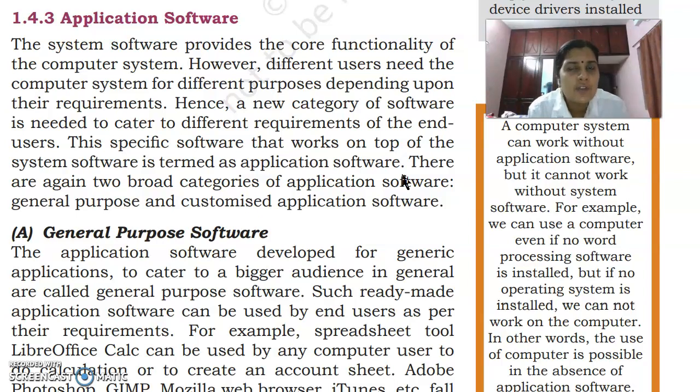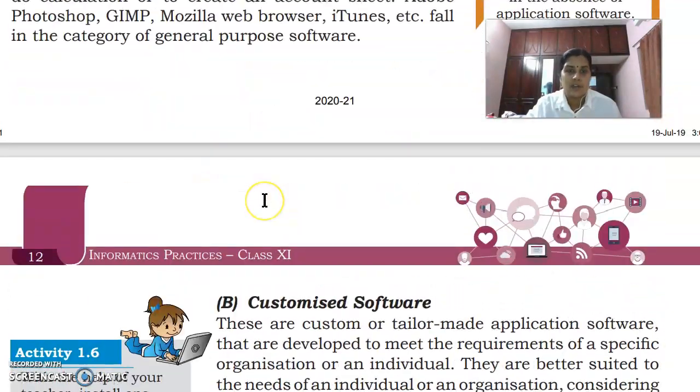Application software is for a particular application. For example, Word is used to type Word documents. The system software provides core functionality to the computer and acts as an interface, but different users need different computer systems and different applications. So a new category of software is needed. This is known as application software. It is classified into two types: general purpose and customized application software.